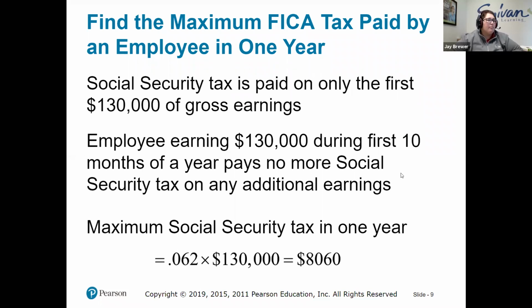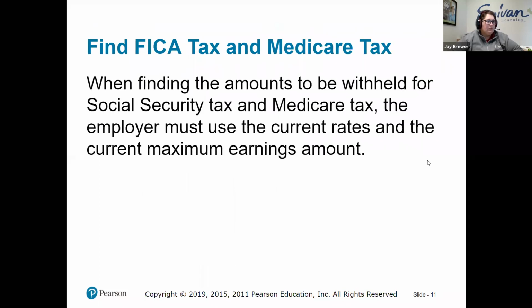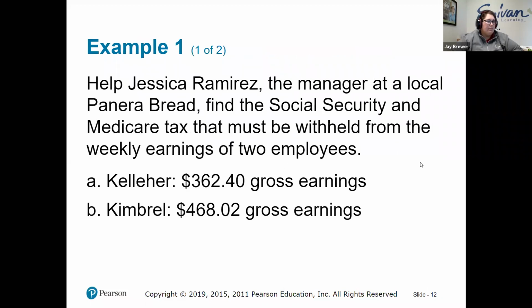Okay. Medicare taxes paid on all earnings. So the total earnings are multiplied by 1.45%. Find FICA tax and Medicare tax. When finding the amounts to be withheld for Social Security tax and Medicare tax, the employer must use the current rates and the current maximum earnings amount.